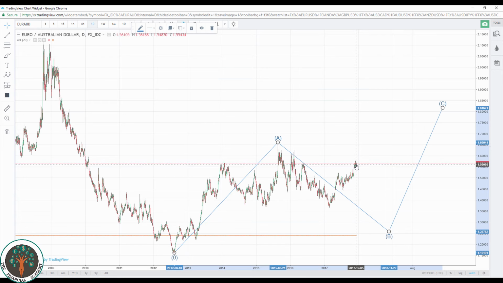But reaching this peak at this structure, our expectation is to see a divergence on the Australian dollar strength. And we're expecting the Australian dollar to start gaining strength in the market and forming this structure, as we've showed you based on this scale.